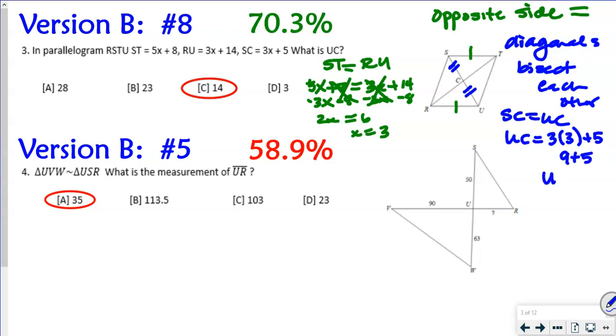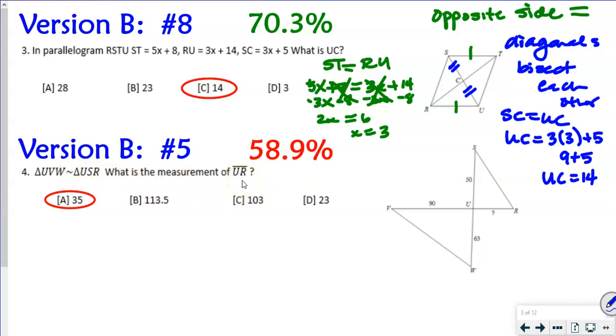So that means UC is equal to 14, knowing that SC and UC are equal to each other, right? So that's why the answer was 14. All right, then it says UVW is similar to USR. What is the measure of UR?